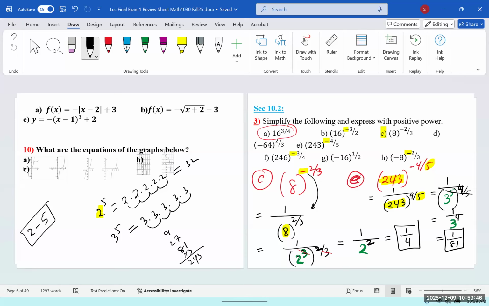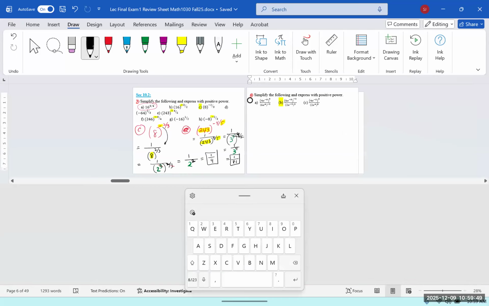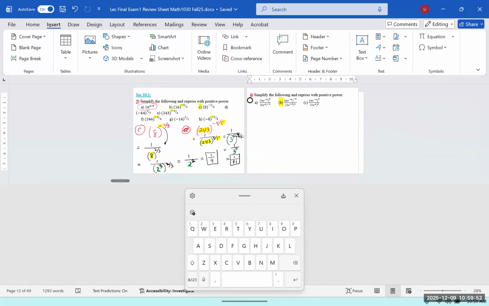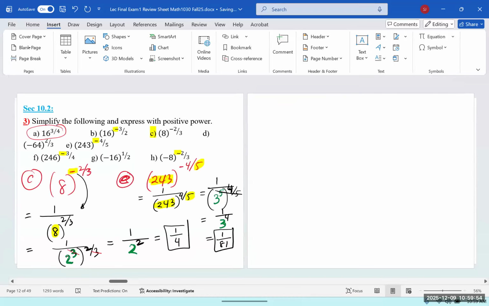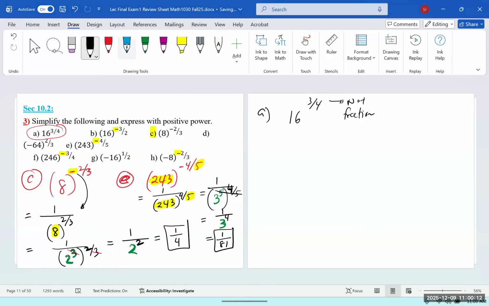And let me do one with no denominator. Sorry, with no fraction. No negative sign. Like A. We have 16 to the 3 over 4. Since this one doesn't have any negative power, it will not turn into a fraction. So what we are going to do is just rewrite this 16. So we keep our 3/4 power and 16.